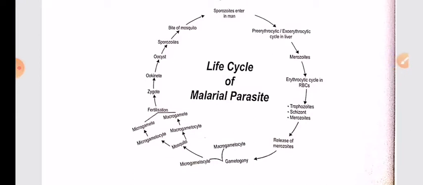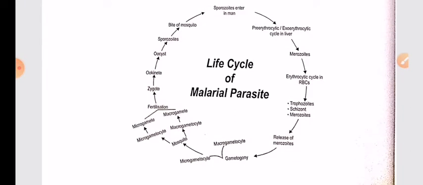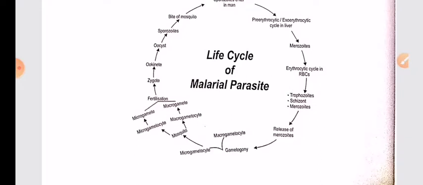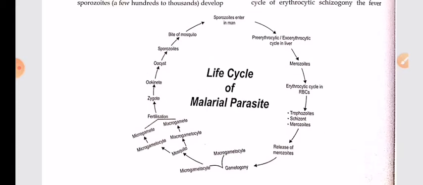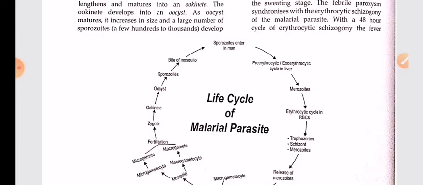Sporozoites enter in man, pre-erythrocytic and exoerythrocytic cycle in the liver, then the merozoites, then the erythrocytic cycles in the RBCs, then we have the trophozoites, schizonts and merozoites, release of merozoites into the blood, then we have the gametogony which is microgametocytes and macrogametocytes, which are taken into the mosquito to form the microgamete and macrogamete. They fertilize and form a zygote, ookinete, oocyst, which leads to sporozoites, and by the bite of mosquito, the sporozoites enter into the man.